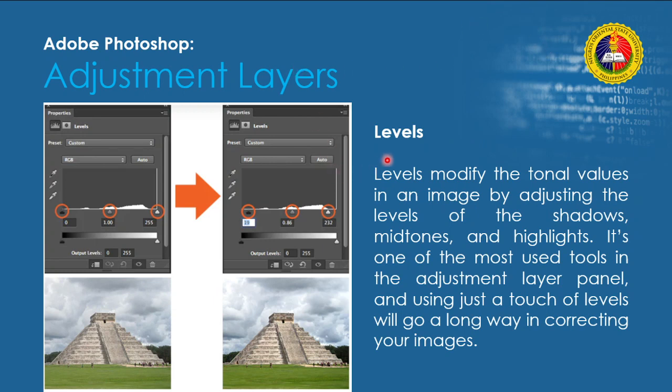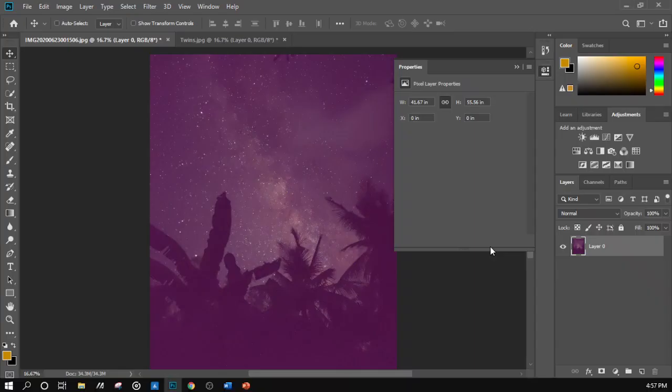Next, adjustment layer: Levels. Levels modify the tonal values in an image by adjusting the levels of the shadows, midtones, and highlights. It's one of the most used tools in the adjustment layer panel, and using just a touch of levels will go a long way in correcting your image. So, earlier we talked about brightness and contrast. Adding brightness will change the overall exposure of the image, and contrast will allow you to change the shadows only, the tonal value of the shadows. Now, levels will allow you to change the highlights, the midtones, and the shadows.